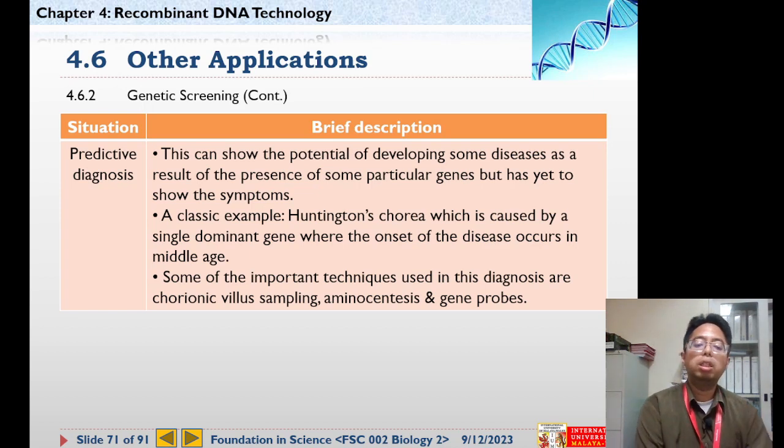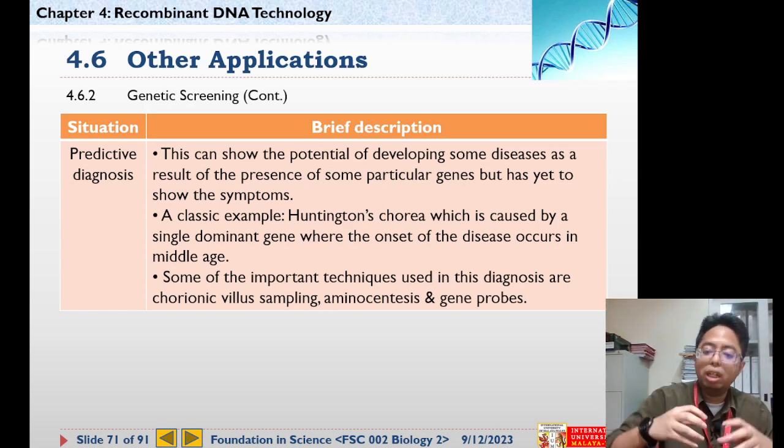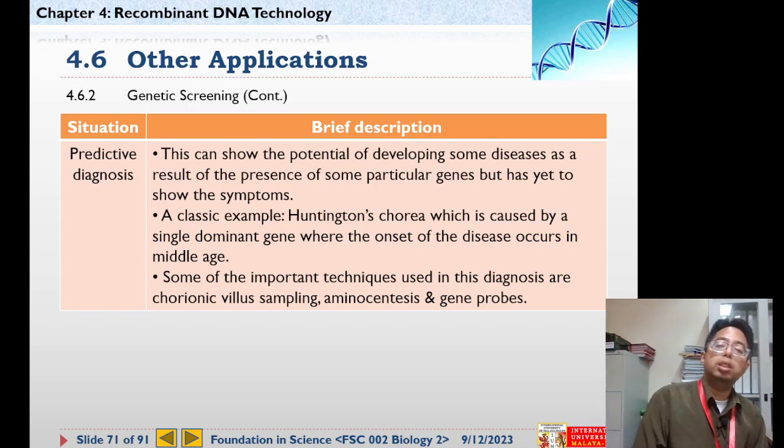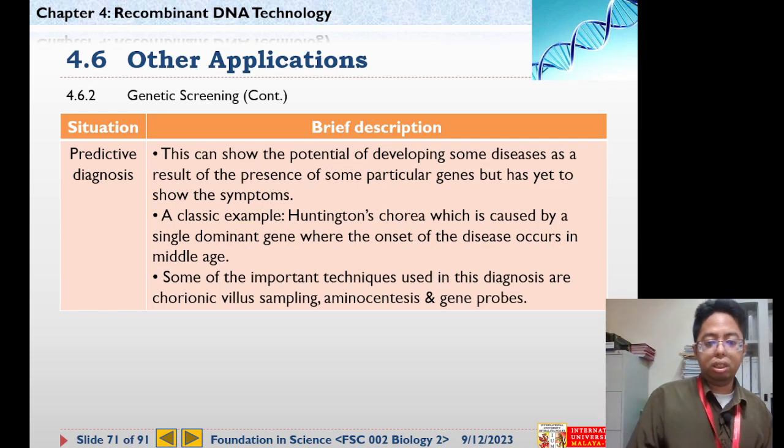For example, Huntington's chorea. In that, you are unable to move your body because of Huntington disease, because your brain becomes shrunken. This gene, when it's detected, only manifests when somebody is in middle age. When somebody is in their 30s, then they will start to manifest the disease.